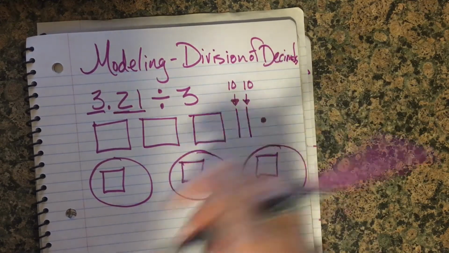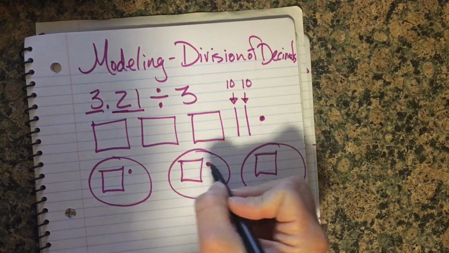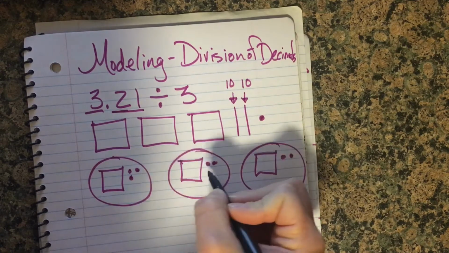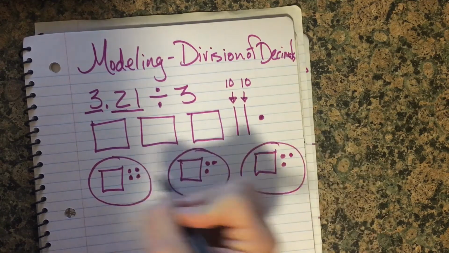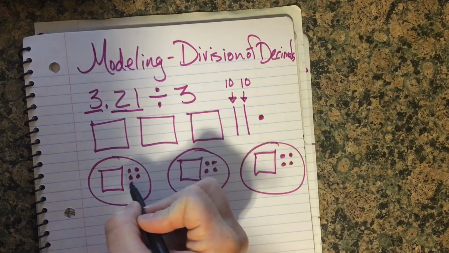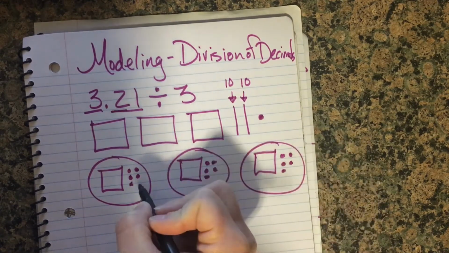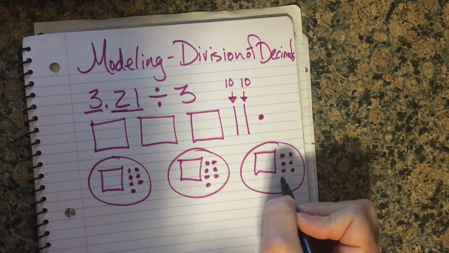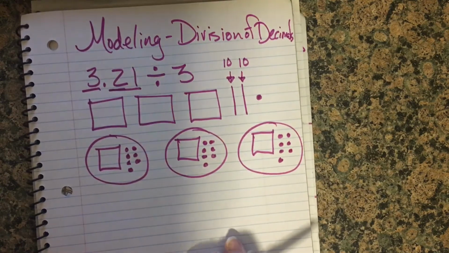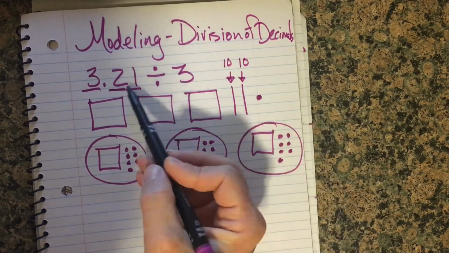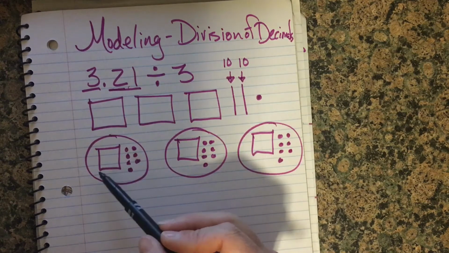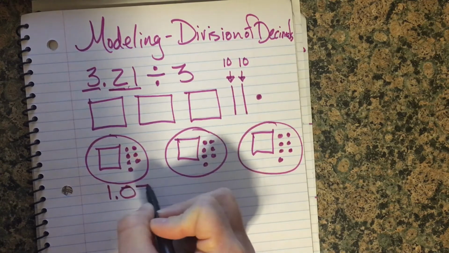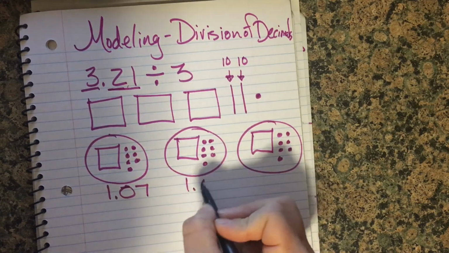So from here, it's like dealing out cards. 1, 2, 3, and so on up to 21. Now, this is not the fastest way, obviously, to do it, but I know 21 divided by 3 is 7, so it makes sense that I have 1 and 7 hundredths in each of these.